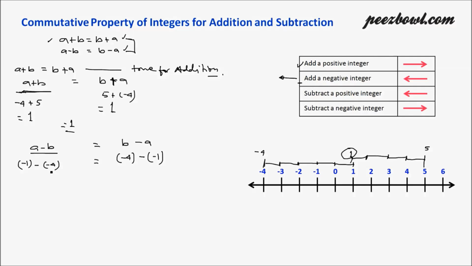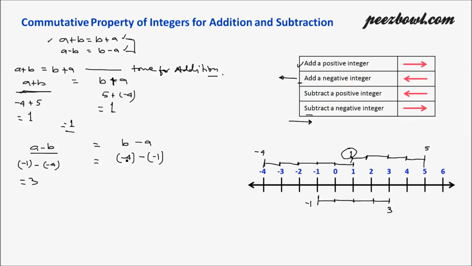As I am subtracting a negative integer, I need to move right on the number line. For a minus b, we have -1 here. This is -1. I need to move right 4 units. 1, 2, 3 and 4. I reach 3. So the value of -1 minus -4 is equal to 3.